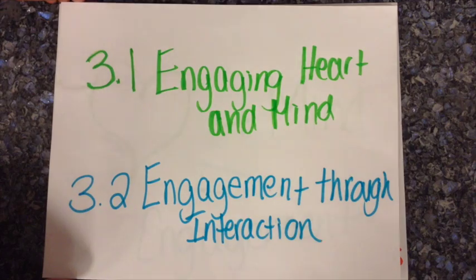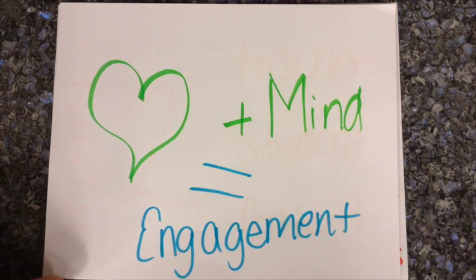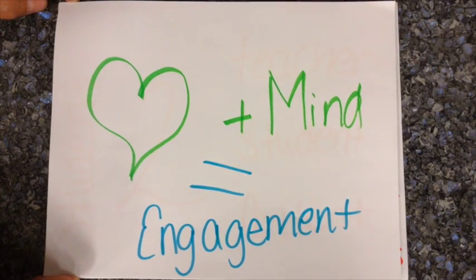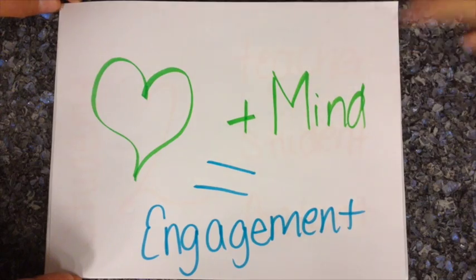3.1, engaging the heart and the mind. 3.2, engagement through interaction. Heart plus mind equals engagement. We can't live without either one. A lot of times we forget the heart, but we need both the heart and the mind.